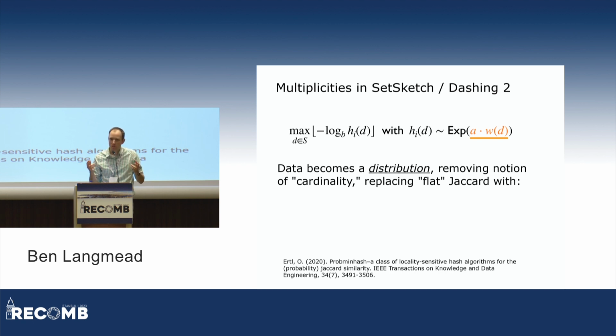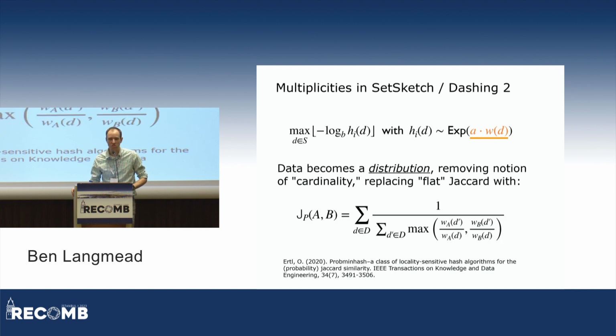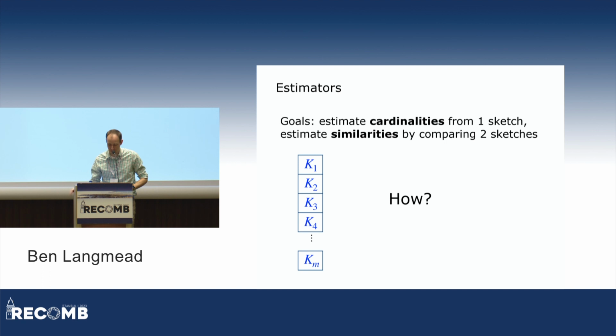This means there's not really a notion of cardinality anymore, so there's no cardinality estimator. And further, the notion of similarity, the Jaccard similarity, also has to change. It changes into this thing called the probability Jaccard. This is a little not intuitive, and I can show you examples offline of why this makes some sense. And it's a little simplified, what's on the slide. But that's the new notion of Jaccard that we would use in this setting.